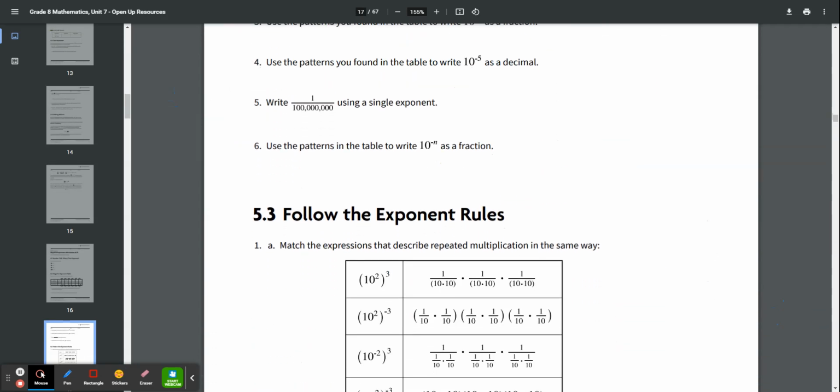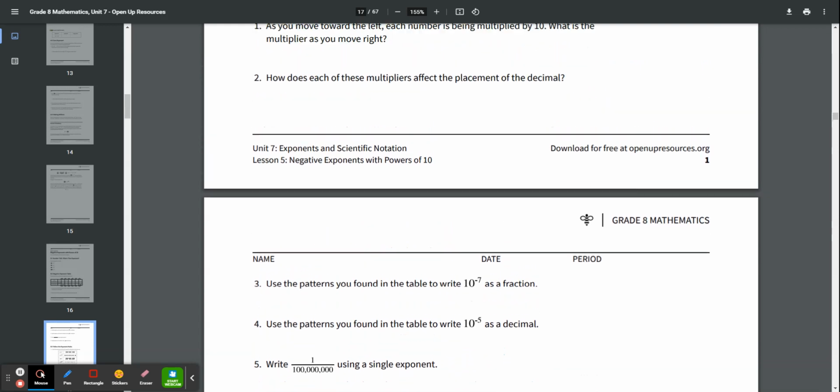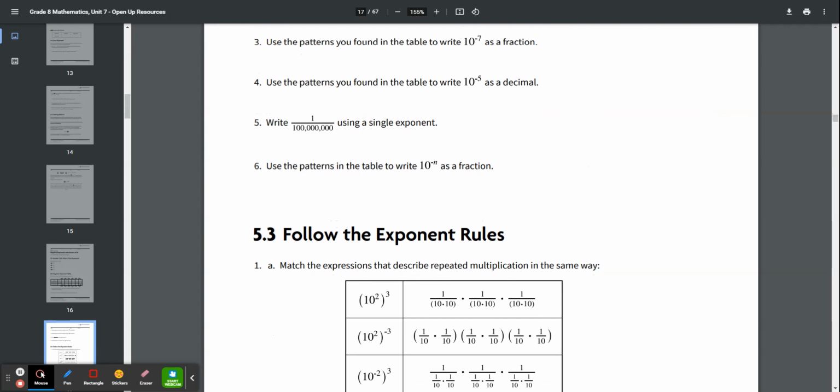Let's go on to the next part of this, where we talk about number 3. It says, use the patterns that you found in the table to write 10 to the -7th as a fraction. Well, what we noticed with our patterns is we went from 1,000 to 100, so on and so forth. We kept going down. We went down to the point where the fraction on here is 1/1000th, and we see that that's 1 divided by 10 to the third power.